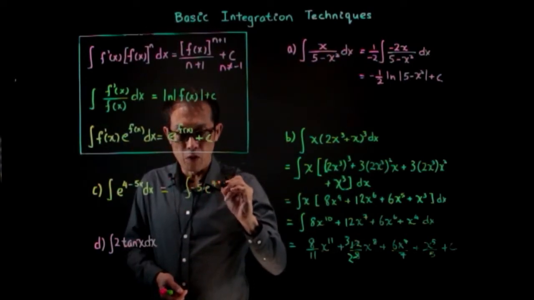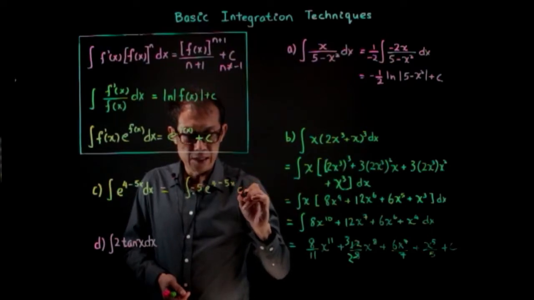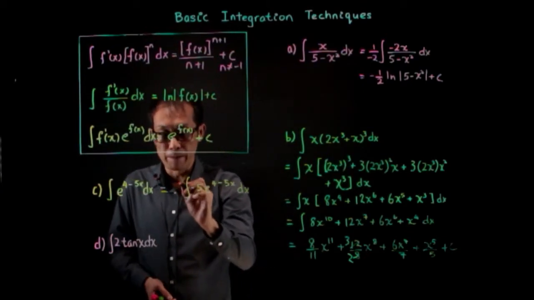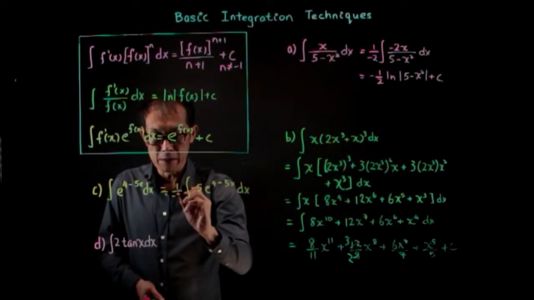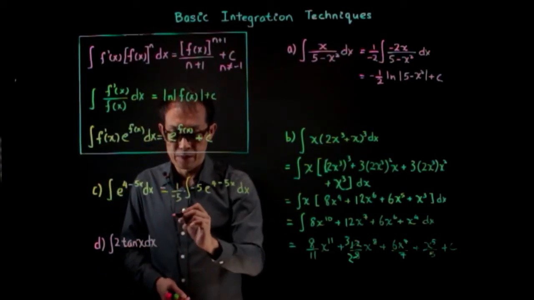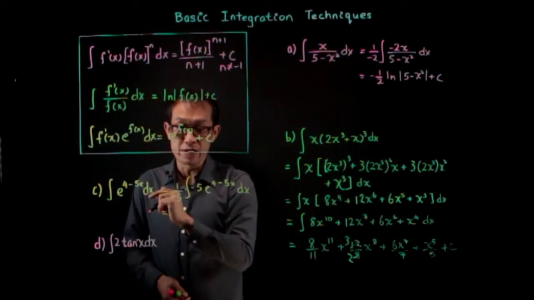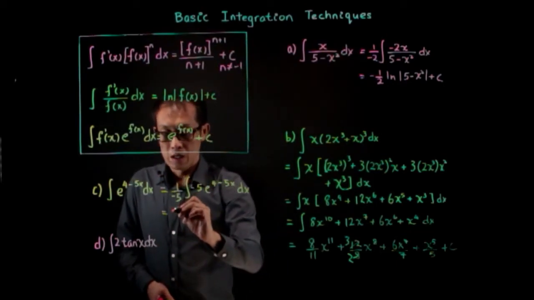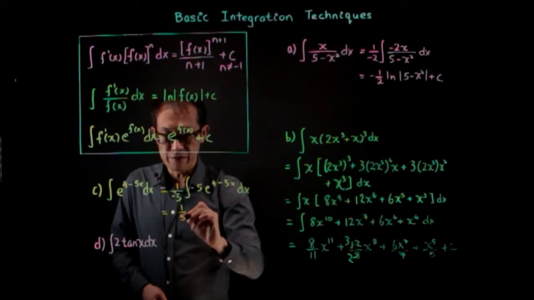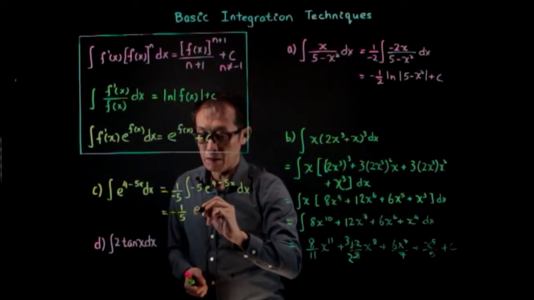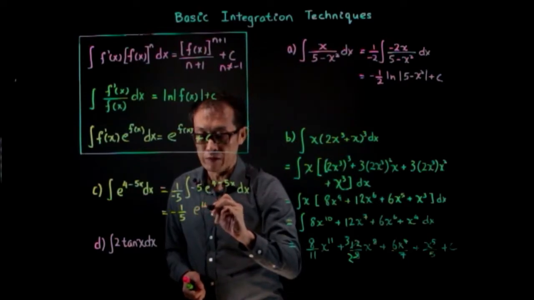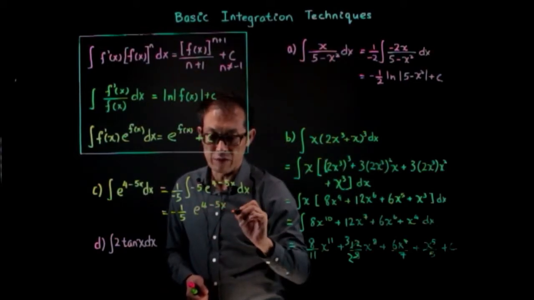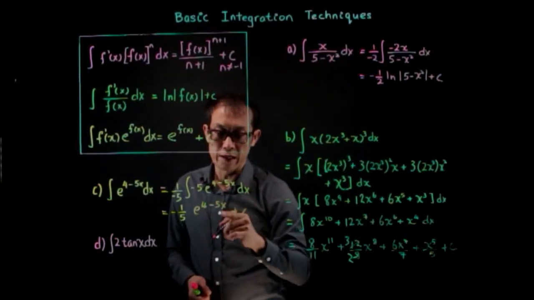e to the power of 4 minus 5x dx. Now we multiply this by minus 5, so we have to compensate by dividing by minus 5. So now with this, we can make use of this formula because this is the differential of the power. So you have minus 1 over 5 e to the power of 4 minus 5x. Then of course, don't forget the plus c.